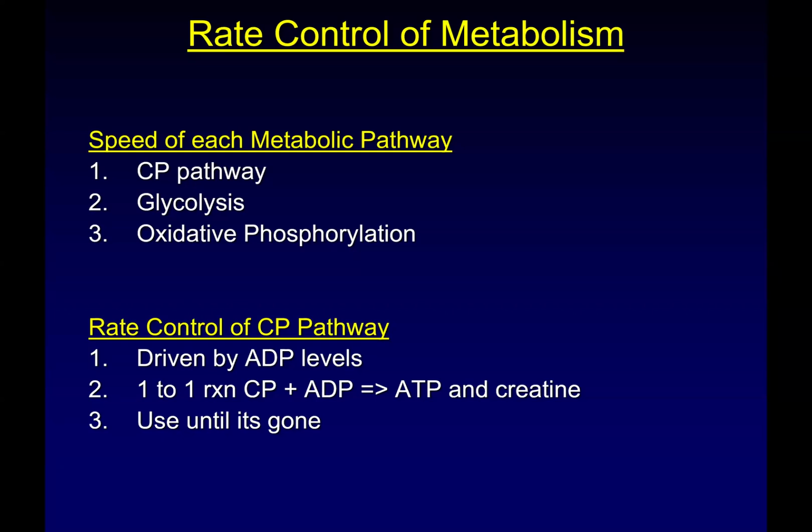Why are the phosphagen systems the fastest? Less steps. Okay. Why is Krebs and the electron transport chain the slowest? A lot more steps. So that's going to play a really, really important piece of all of this.